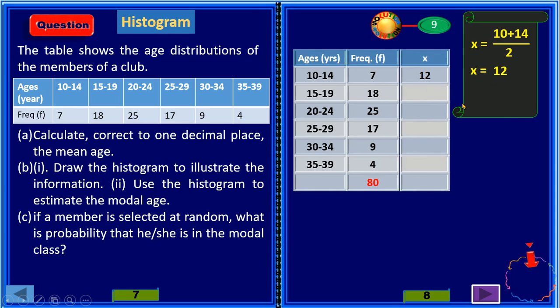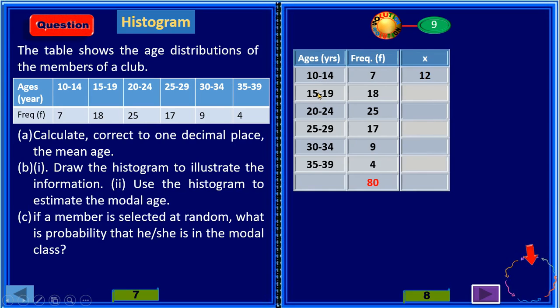In the same way, we can find the class center for these classes. For the second class, the lower limit is 15. The upper limit is 19. We add 15 to 19. That will give us 34. 34 divided by 2 is 17.